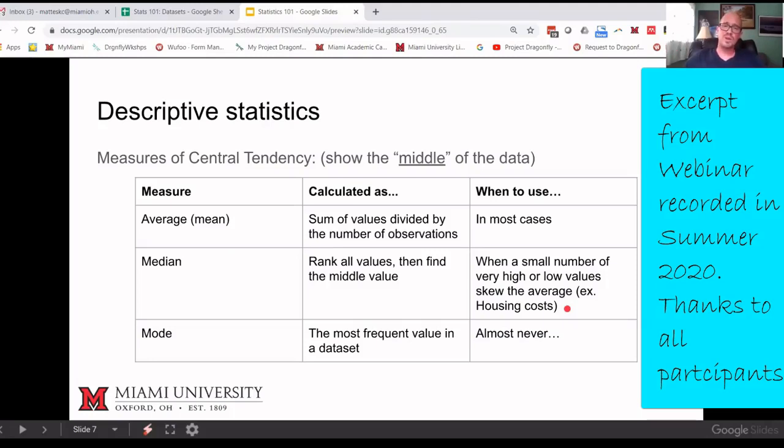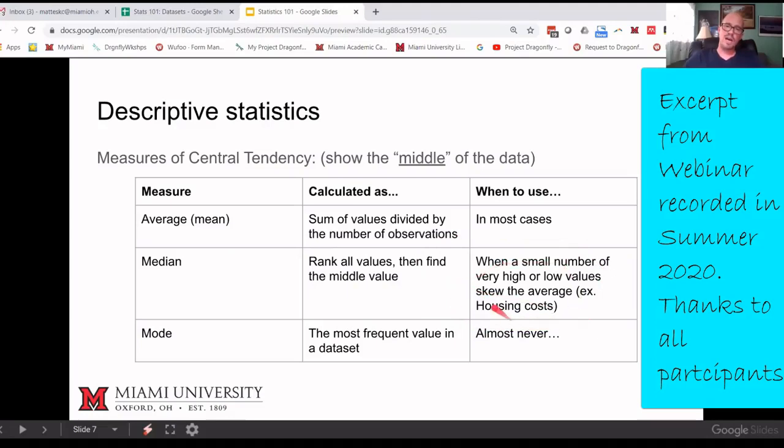The example is housing costs, where in a certain community you might have houses that cost $200,000, which might be the typical housing cost. But you also know there are several mega mansions out there that are multiple millions of dollars. And when you take the average of all that, it pulls that 200,000 up. So in that case, the median is going to be a much better measure than the average.